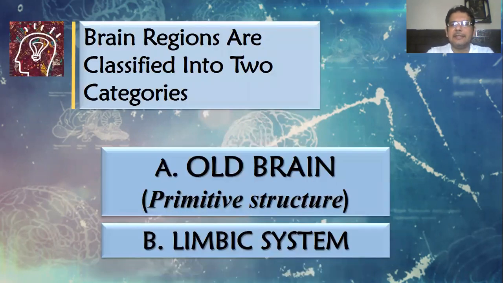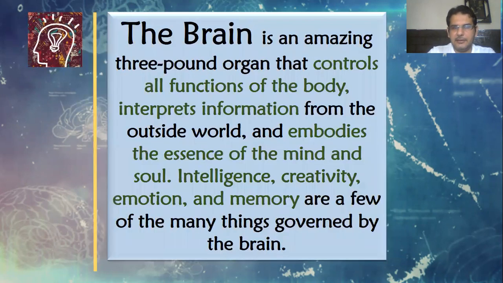Brain regions are classified into two categories. Old brain, or the primitive structure. This is the structure which evolved along the history from the animals. These structures are present even in animals, and this is called the primitive structure. And then there is the limbic system, which we will describe in detail in our coming slides. And now we are going towards the brain.